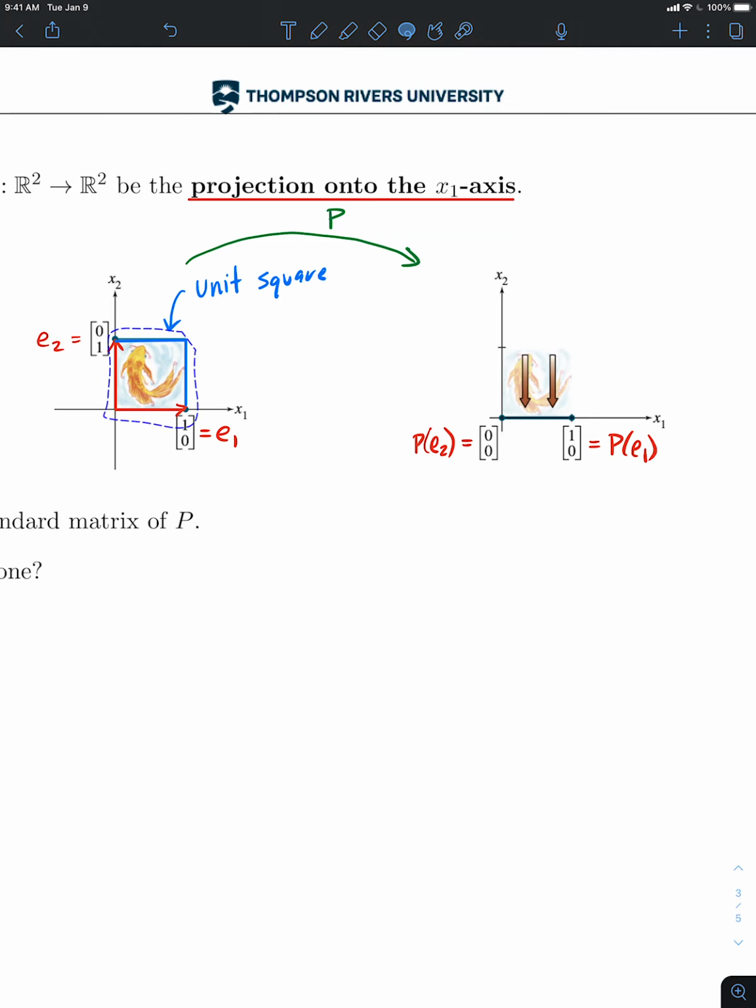I've included a couple in the notes here, but you can see it's just squishing everything down into the x1 axis. So once you apply that projection, you've lost a lot of information. It's impossible to go the other way and recover that information. Let's take a look at what I mean by that.